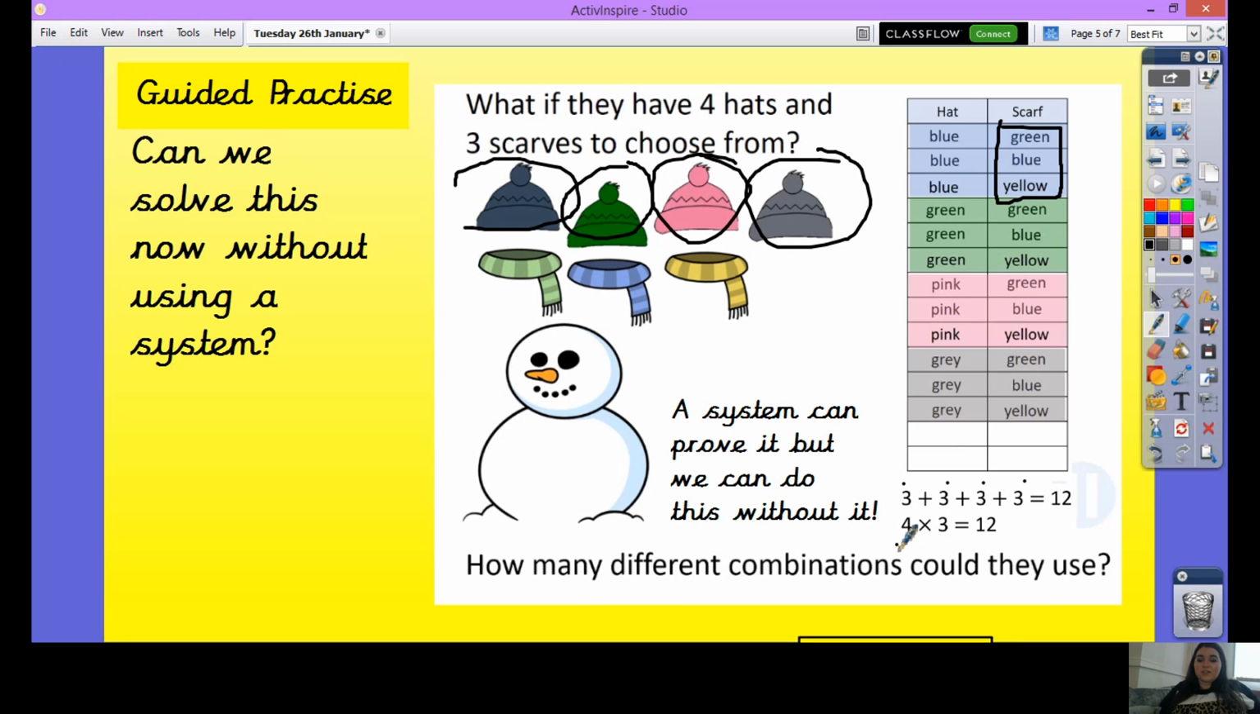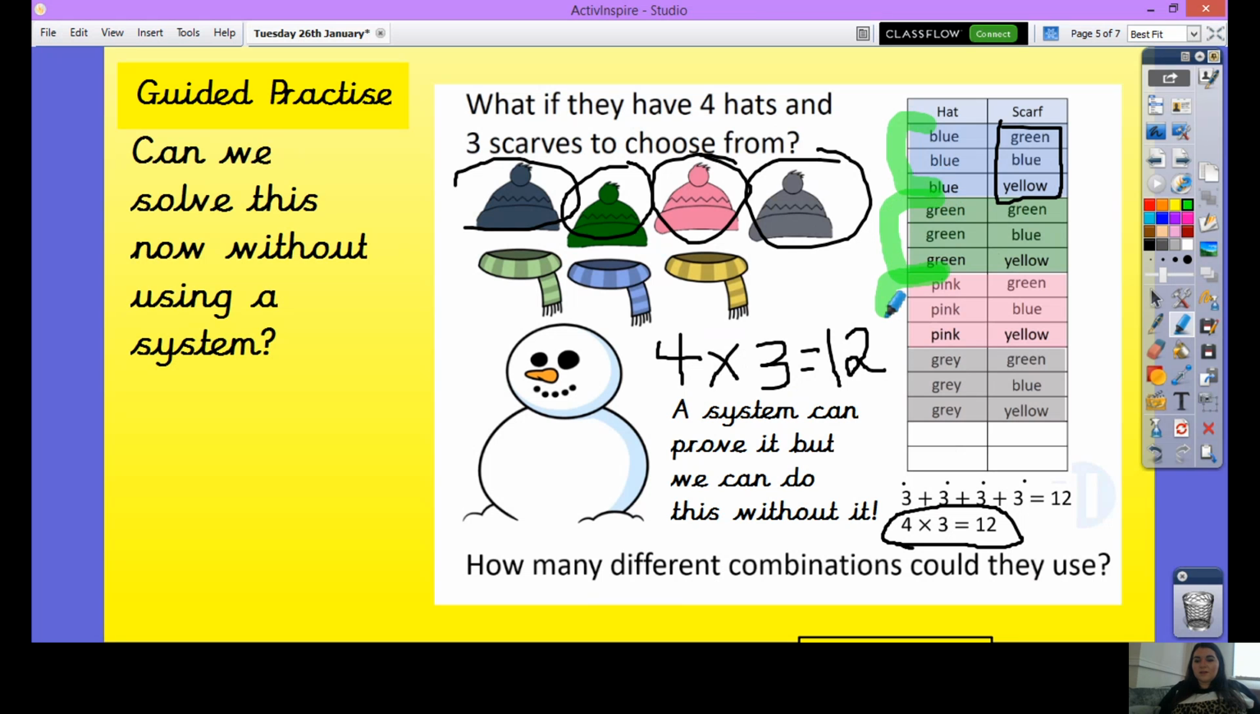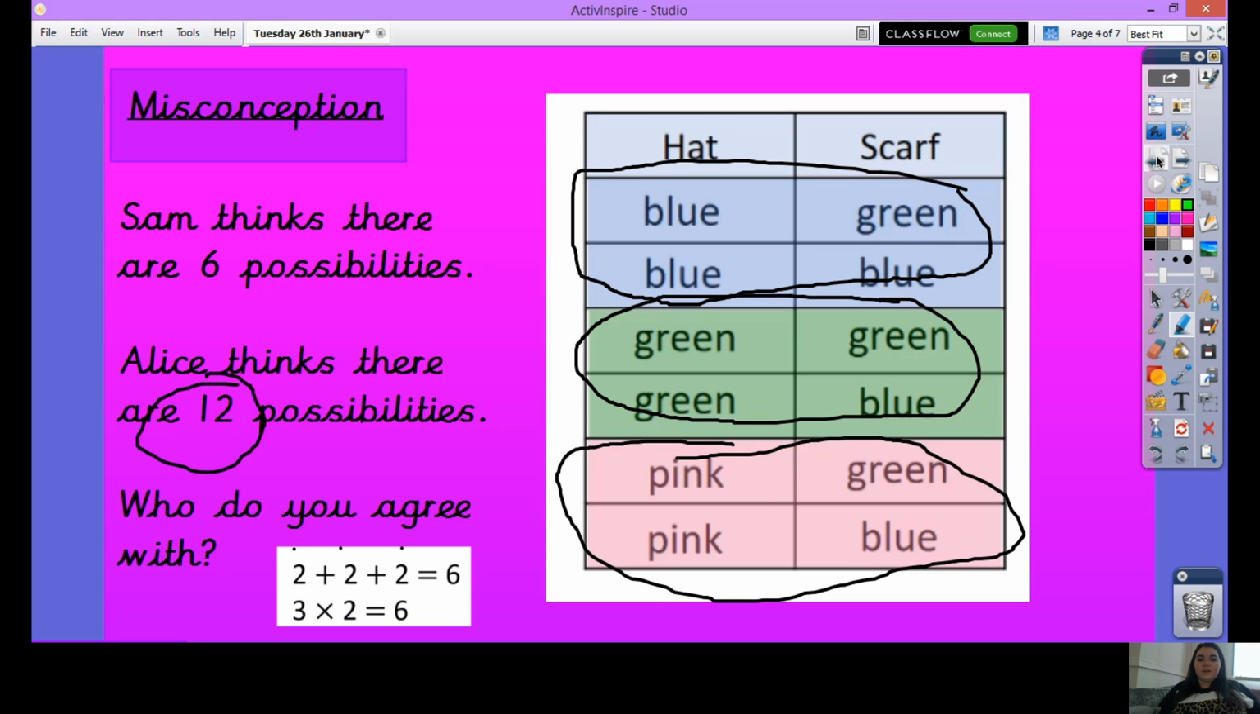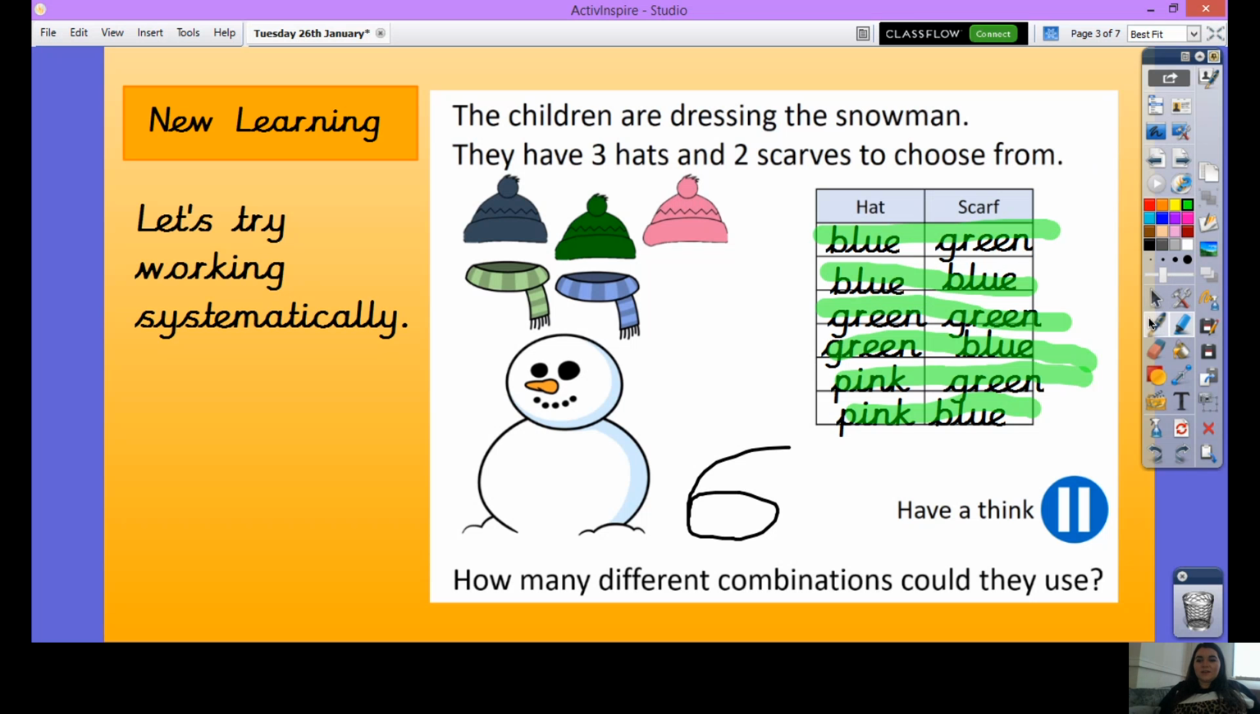To make that quicker and easier, I could do 4 times 3 is 12. So using those 4 hats and those 3 scarves, I can think, well, I've got 4 hats that could each have 3 scarves. So very quickly and easily, without having to use that system, there could be 12 different options available. And I can use the system to prove it, but I didn't need that to work it out. So if I look at that system, there's 3, there's 3, there's 3, there's 3. So that is showing me 1, 2, 3, 4 times 3 equals 12. So if we go back to our new learning now, we can see that with these hats here. I had 3 hats, 1, 2, 3.